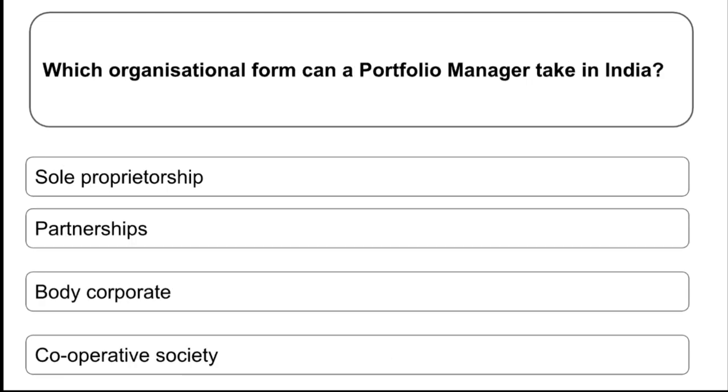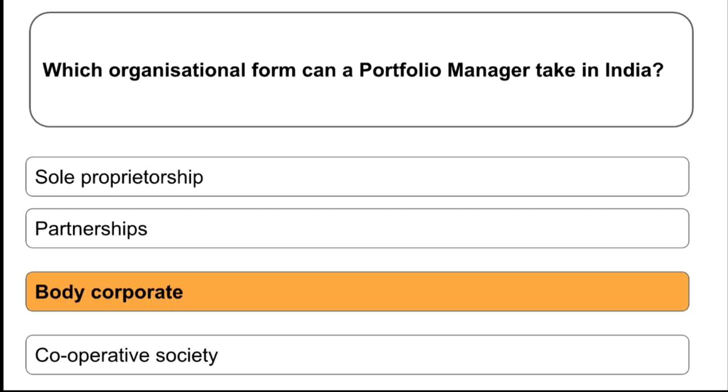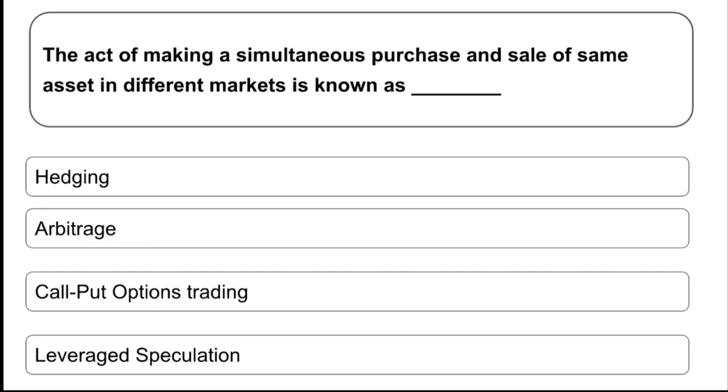Which organizational form can portfolio manager take in India? Options are: A sole proprietorship, B partnership, C body corporate, D cooperative society. The correct answer is C body corporate. The act of making simultaneous purchase and sale of same asset in different markets is known as. Options are: A hedging, B arbitrage, C call put option trading, D leverage speculation. And the correct answer is arbitrage.